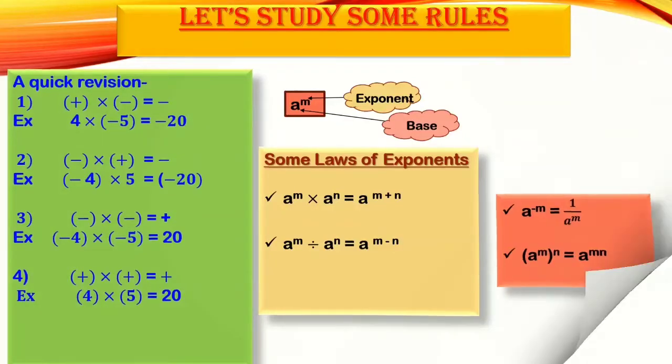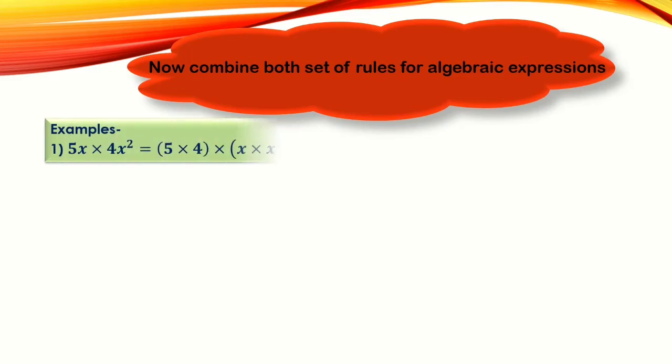Now let's combine both sets of rules for algebraic expressions. As we know, algebraic expressions are the combination of constants and variables. So the first example I have taken over here is where I am multiplying 5x and 4x squared. So the coefficients 5 into 4 are getting multiplied and the variables, that is x into x squared. So we are using the law of exponents over here, x raised to the power 1 into x raised to the power 2. So same base and the exponents are getting added. So 20x cube is the answer.